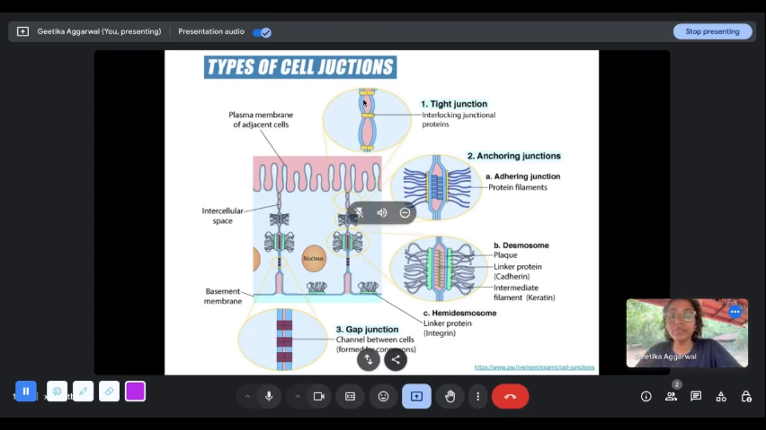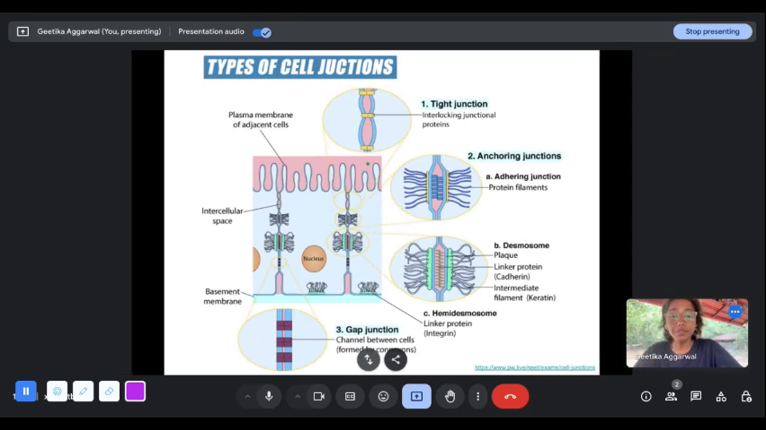So we were talking about the different types of cell junctions that are present. I was mentioning these tight junctions. The plasma membranes of adjacent cells have junctional proteins which get interlocked together, leading to tight junctions, which keep the cells bound together. Then there are anchoring junctions, which have protein filaments that again lead to the cells being tightly bound together. There are hemidesmosomes, which I mentioned, which link the cell to the basement membrane. And there are desmosomes, which link two cells together with each other.